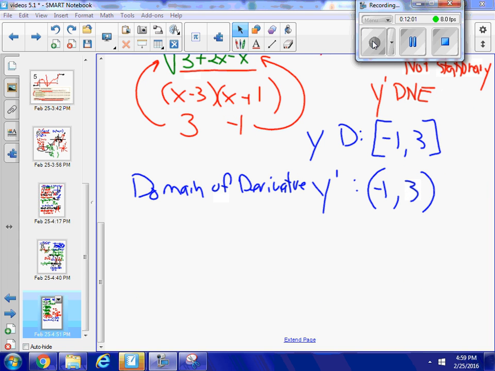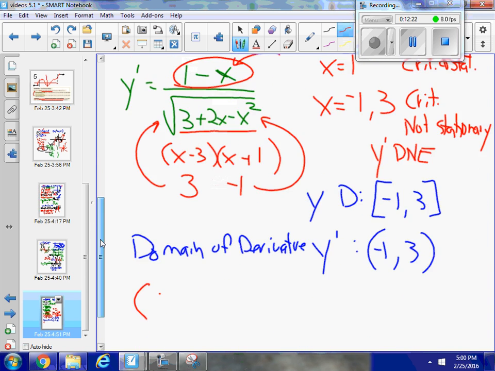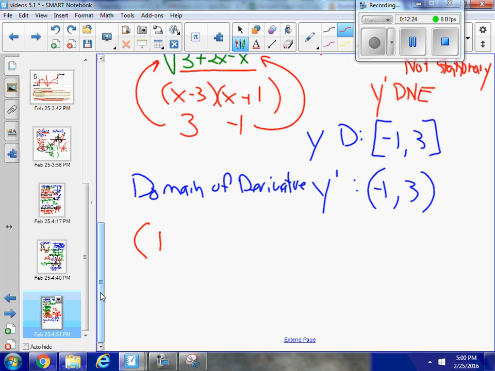So I found my critical points, one of which is stationary. So I know that my extrema can only happen at critical points whether or not they are stationary. And one of them is going to be x is equal to 1, which came from this making the derivative 0. So x is equal to 1.